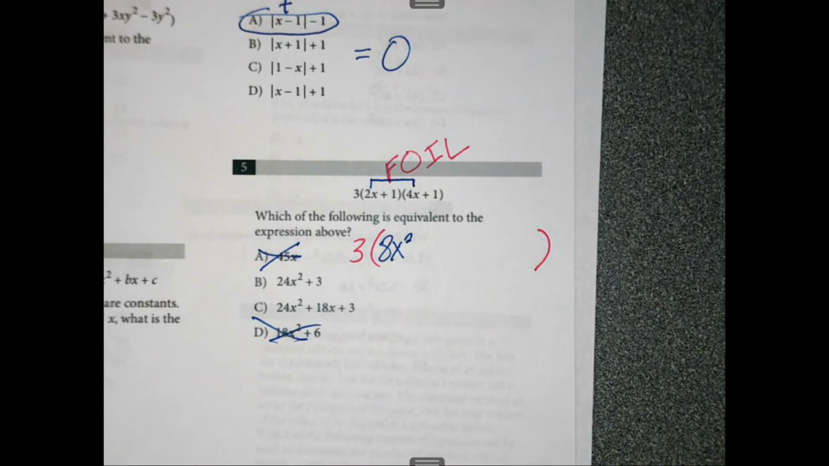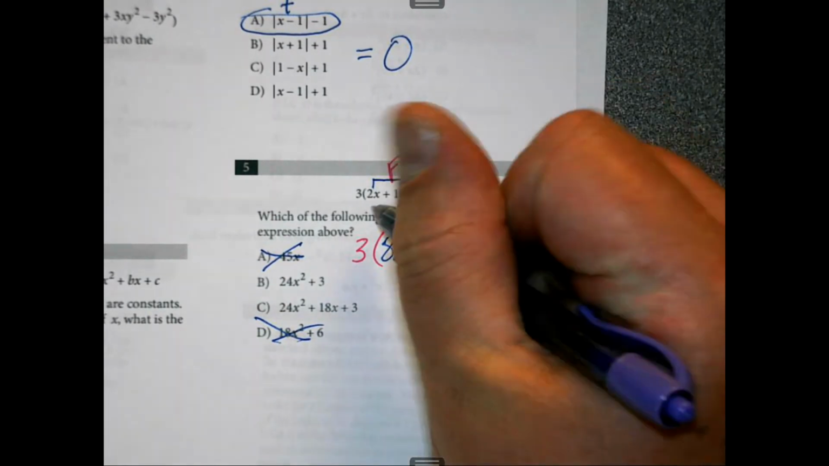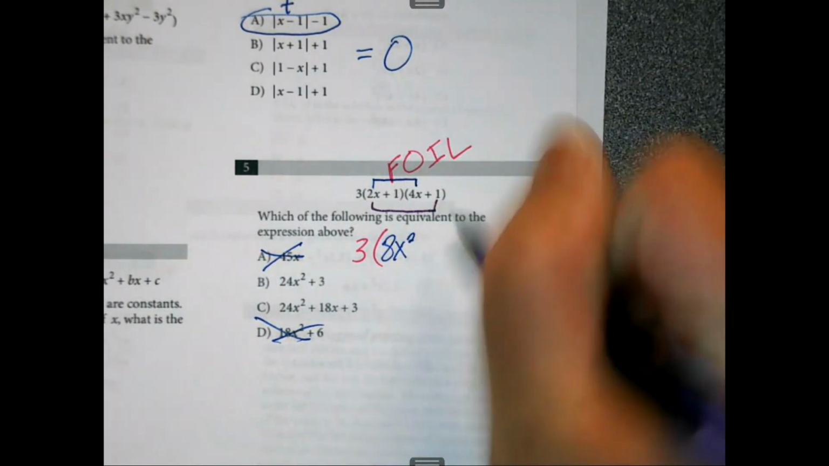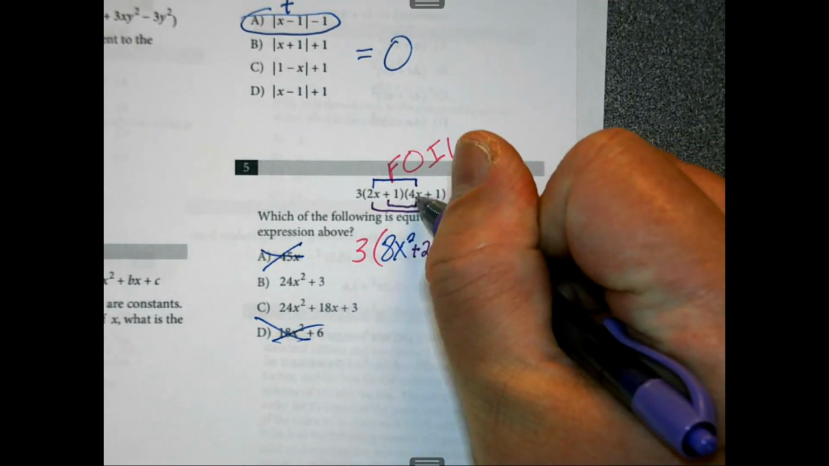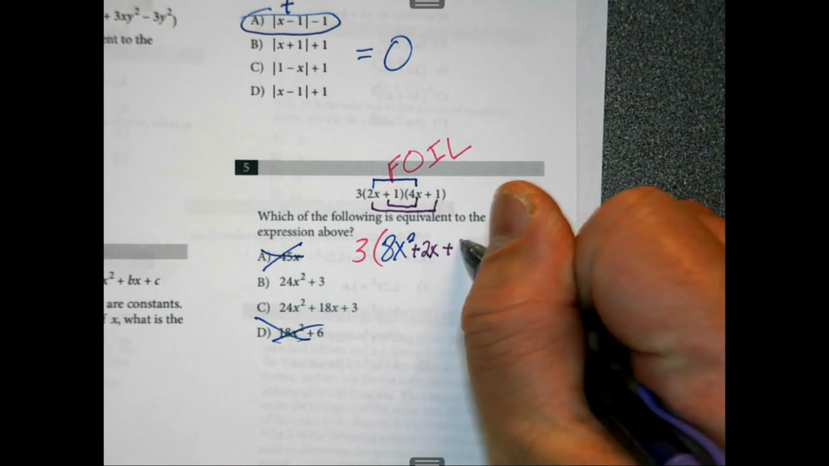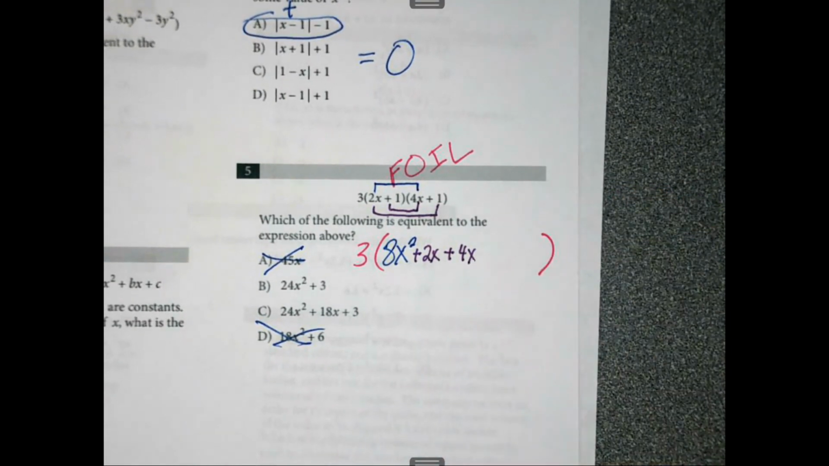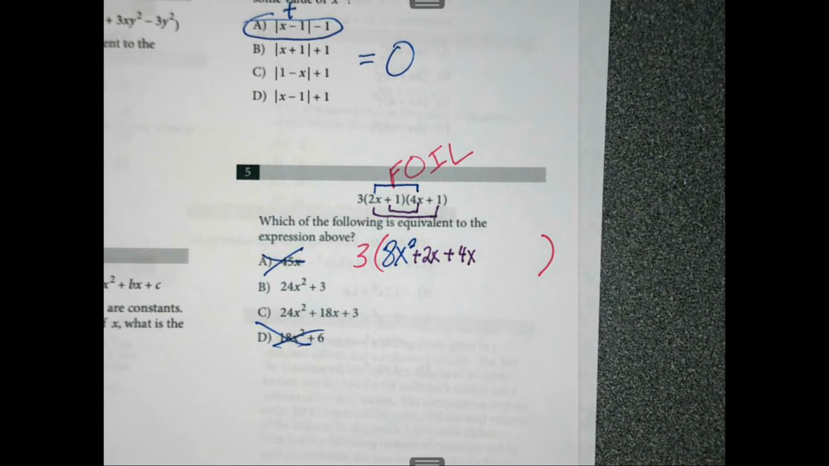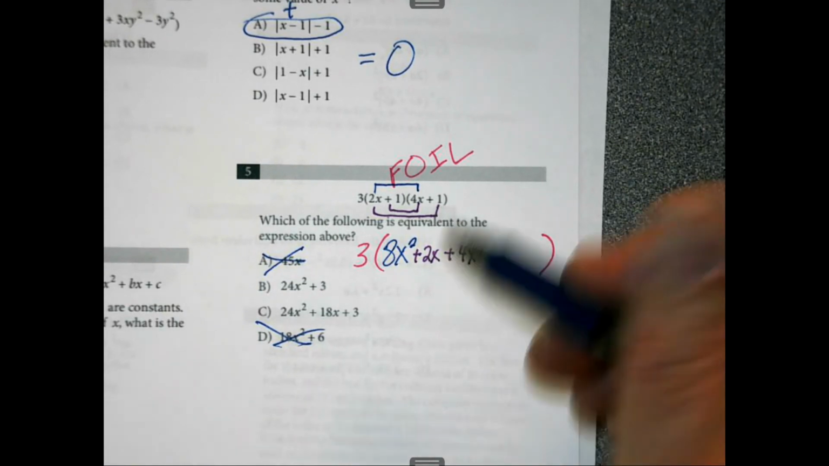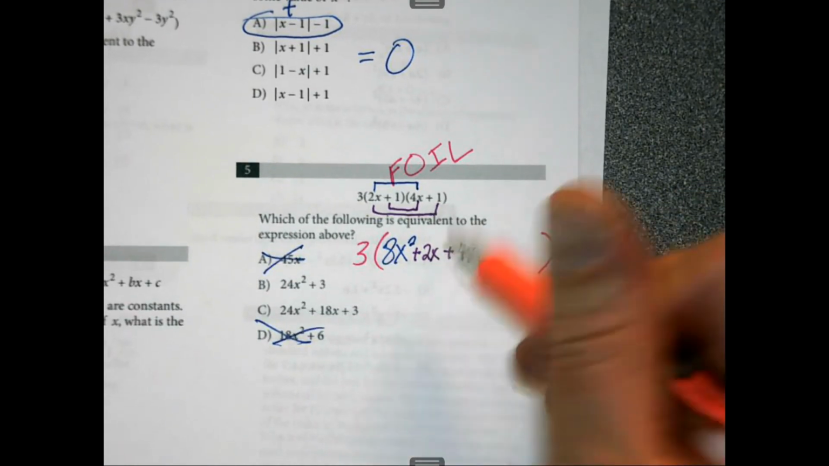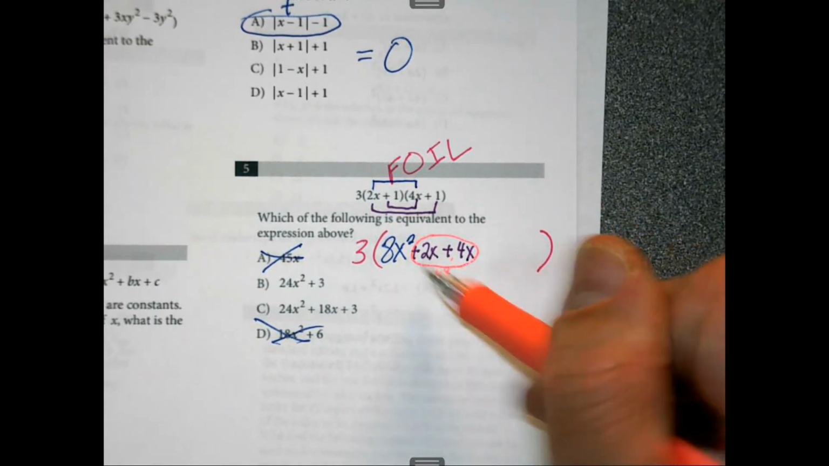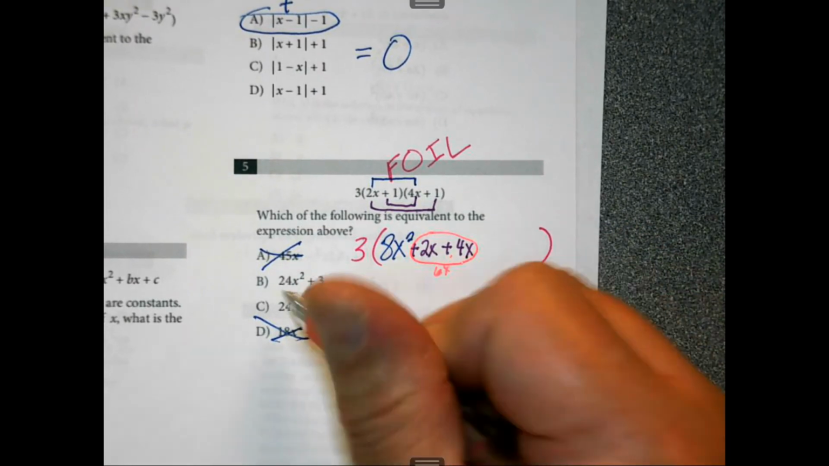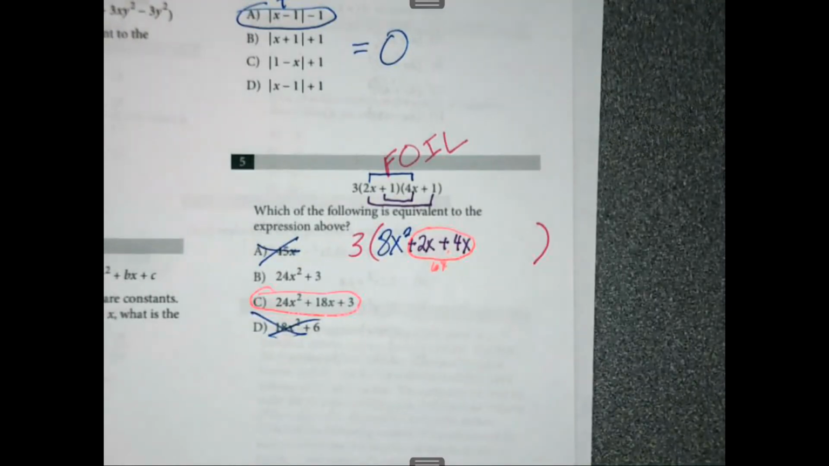Okay, I'm going to do my outside, inside. So I'm going to take my 2x times 1, get a positive 2x. Inside, 1 and 4x is, and then because I know I have to combine all the middle of my FOIL, I know I'm going to be combining these. 2x and 4x is what? 6x. If I multiply that by 3, I get 18. It's got to be C. I don't even need to finish it.